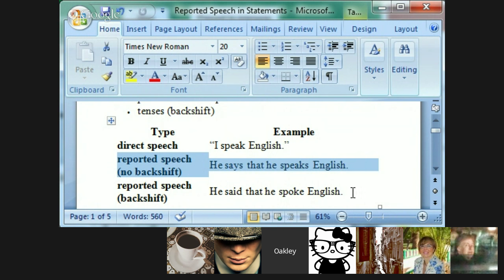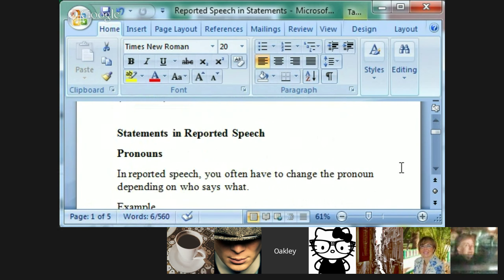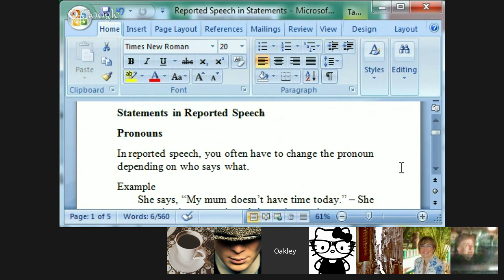And reported speech with backshift. You're saying it at a different time, probably. He said that he spoke English. As an example.